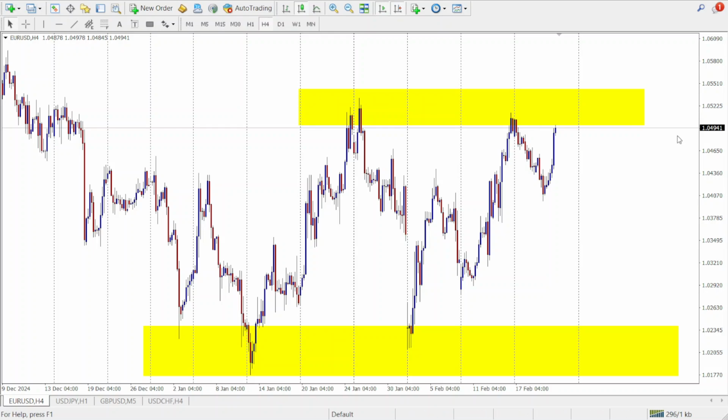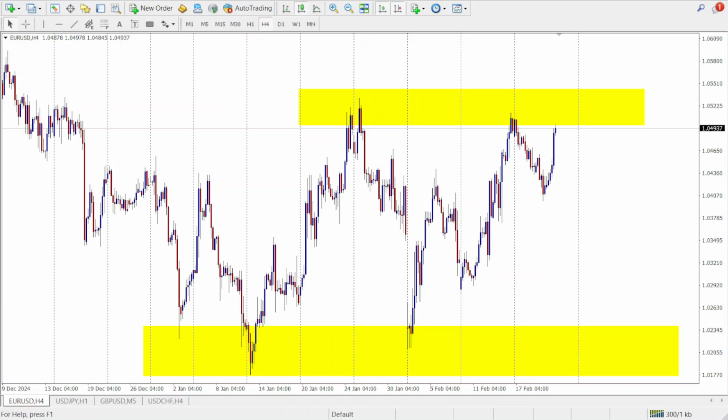So think of it like this: support acts as a floor that holds the price up, and resistance acts as a ceiling that holds the price down. Now, whenever price reaches these levels, it either bounces off or breaks through. And that is what traders use to make informed decisions. Now that we know what they are, how do we actually find them on a chart? Now, here are a few proven techniques.